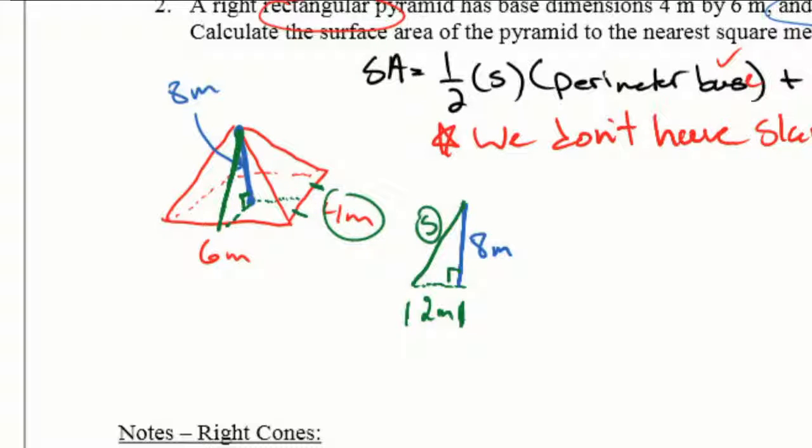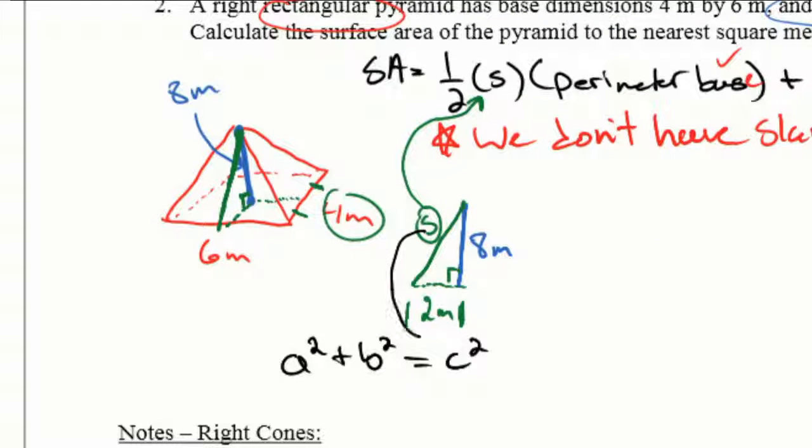So I have a right angled triangle now, and I need to figure out the slant height. Because once I get that S, I can plug it into my formula up above, and then I know everything else. So to find the slant height, I'm going to use the Pythagorean theorem again, because I have a right angled triangle. A squared plus B squared is C squared. The only important thing about the Pythagorean theorem is that the hypotenuse, the longest side, needs to be C. So in this case, my C is going to be my S. And then the 2 and the 8 don't really matter.